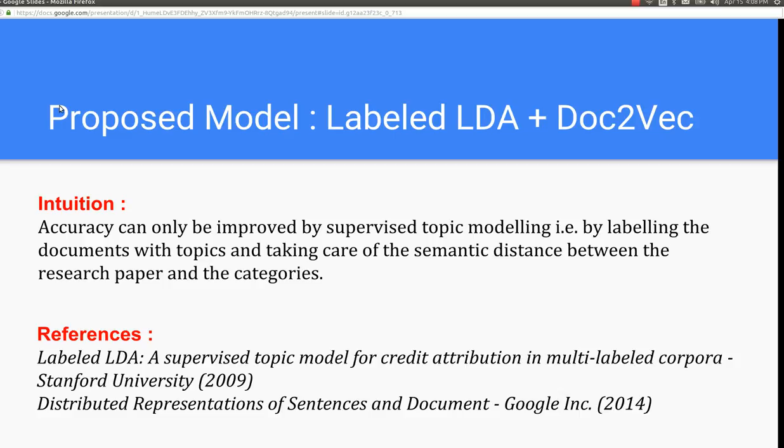The third is the proposed model, which is called label LDA plus doc2vec. The main intuition behind using this model was that accuracy can be improved not only by taking the words which are most commonly found in the abstracts of a particular category, but also by taking care of the semantic distance between the research paper and the categories.